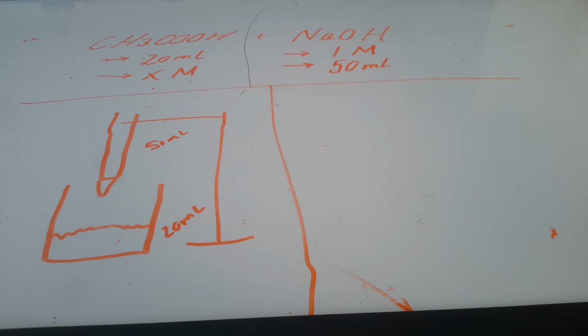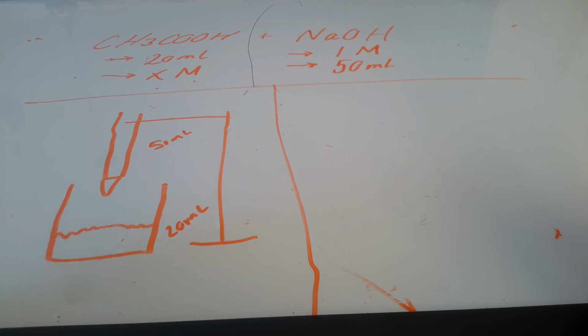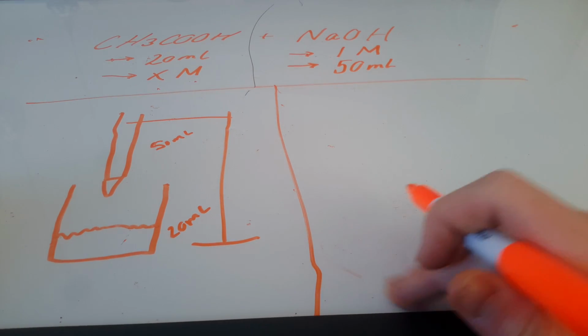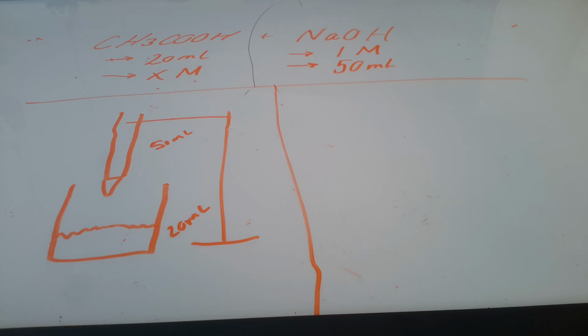Now, what's going to happen is that since the CH3COOH is a weak acid, it will be completely neutralized by the base. And so you're going to have some leftover base. So to recap, you're going to have a weak acid here and a really strong base. So when you put that really strong base into that weak acid, not only is all the acid going to be neutralized by the base, but you're going to have some base left over.